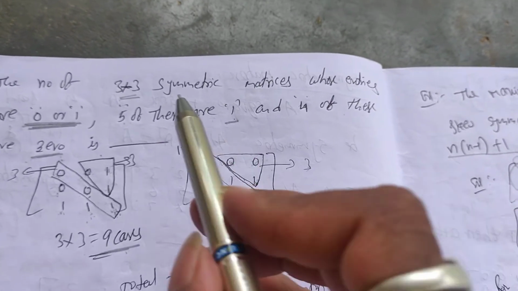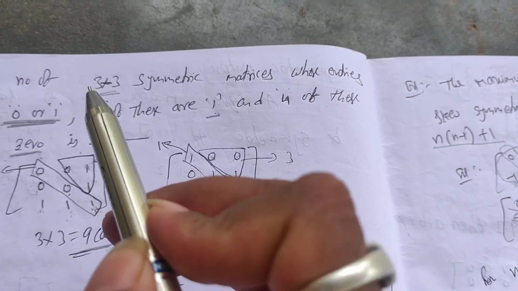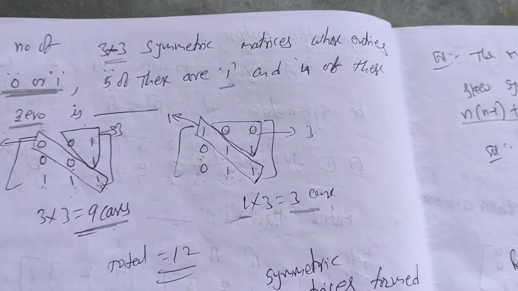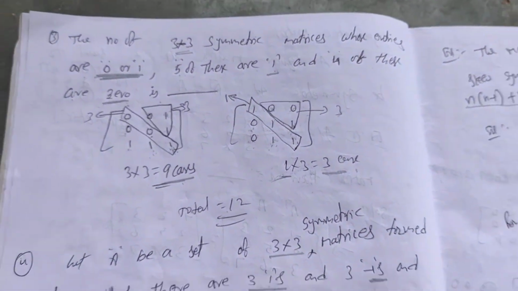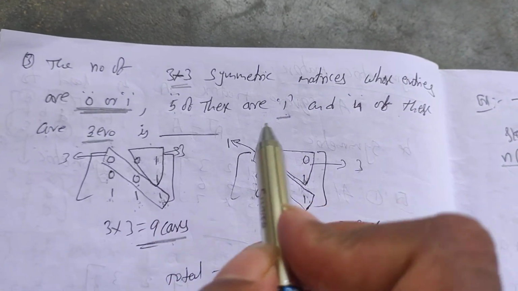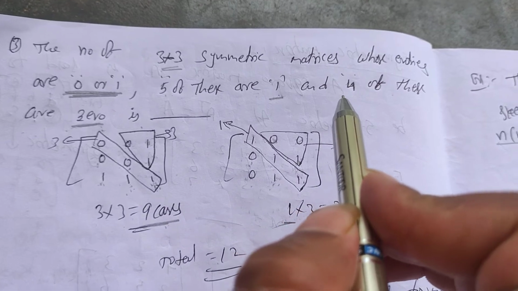So in a 3 by 3 matrix, what is the total number of entries? 3 into 3, that is equal to 9 entries we have. So that concept is already completed. So 9 entries, that's why they gave it. So 5 of these are 1, 4 of these are zeros, and 5 plus 4 is 9.